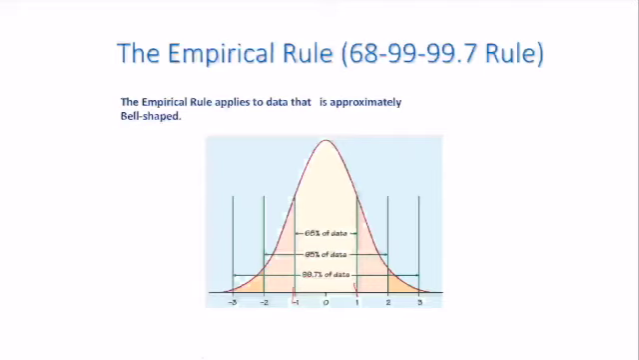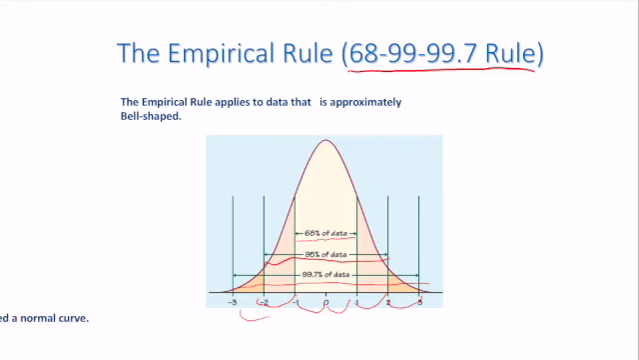The empirical rule applies to data that is approximately bell-shaped. This is also called the 68, 95, 99.7 rule. Okay? What this means is that within the first standard deviation, under our curve, we'll have 68% of the data set present. Between the second standard deviation, we'll have 95% of our data present. And within 3 standard deviations, we'll have 99.7% of our data. So almost all of our data is present.